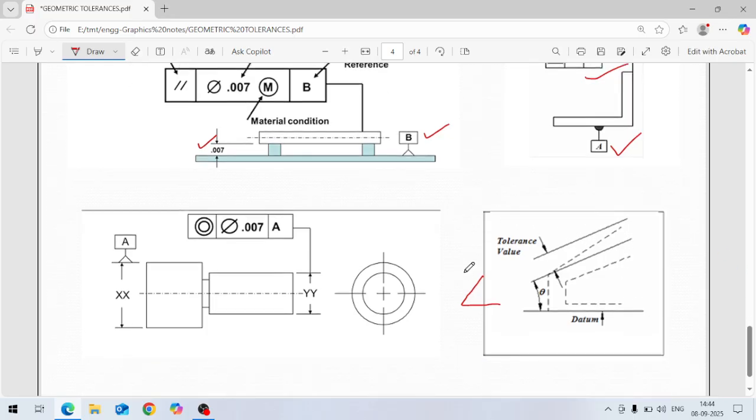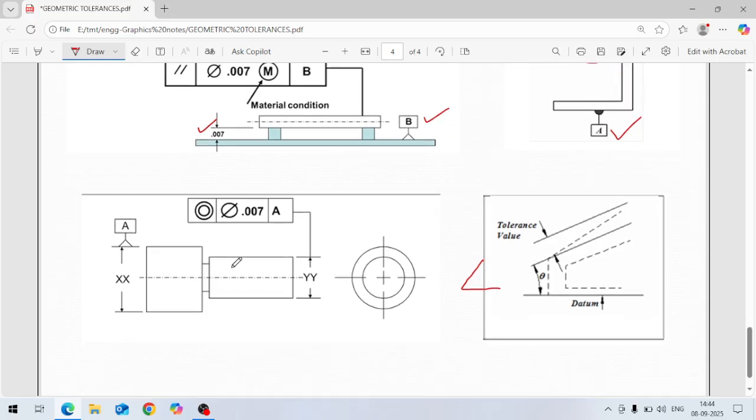Okay. Then next is concentricity. This is the symbol for concentricity: double circles, concentric circles like this. This is the symbol for concentricity, and this is the value of the concentricity. The tolerance is 0.007 mm, and the datum is A. So with respect to A, where is A? This is the datum given here.